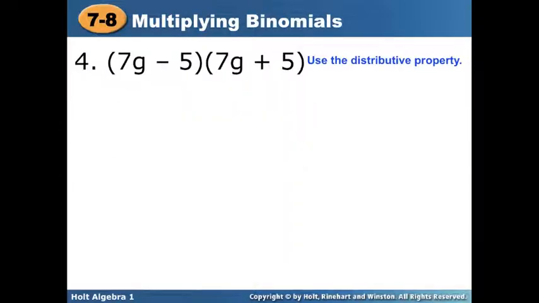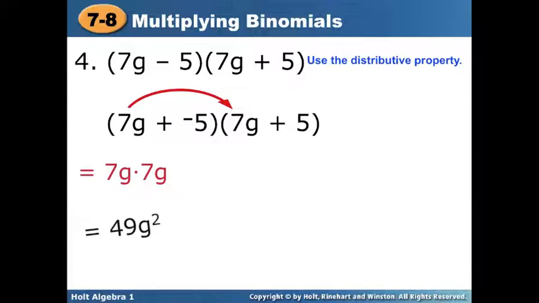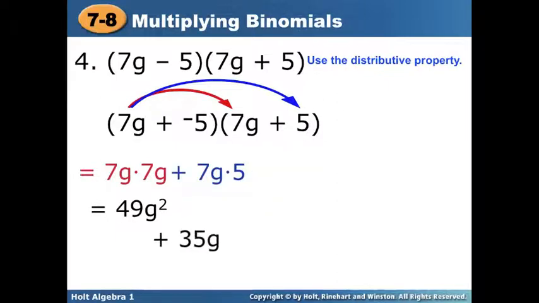Example number 4. Copy this to your notebook paper. We have 7g minus 5 times 7g plus 5. We're going to start with the distributive property. 7g times 7g is 49g squared. 7g times 5 is 35g.